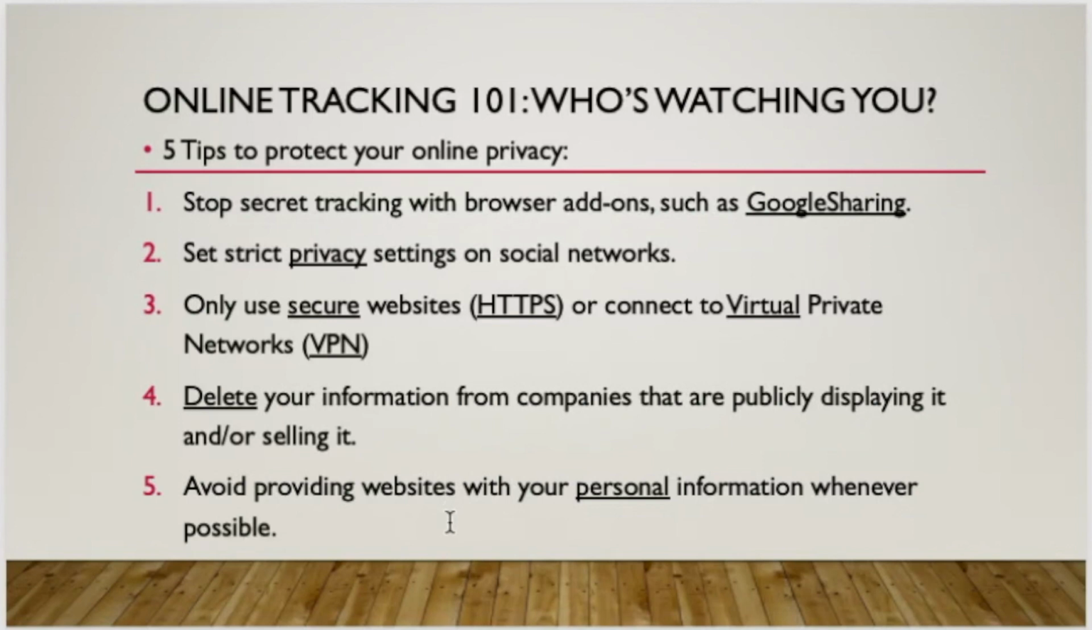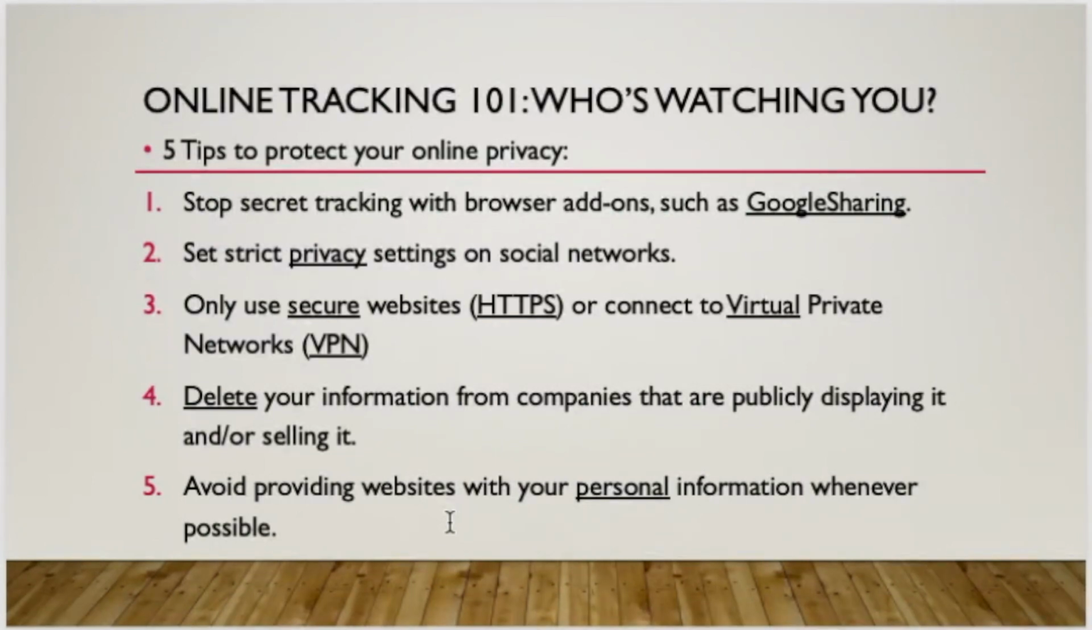Basically, stop secret tracking with browser add-ons such as Google Sharing. So you can sign up for Google Sharing and it can stop these add-ons to website browsers so that they can't secretly track your browsing history and the websites that you're visiting. Make sure that when you're on social networks that you're setting strict privacy settings. Only use websites that are secure websites, which is HTTPS. If it doesn't have an S on the end, then it's not a secure website, and I would suggest you not putting in any kind of credit card information or other personal information.